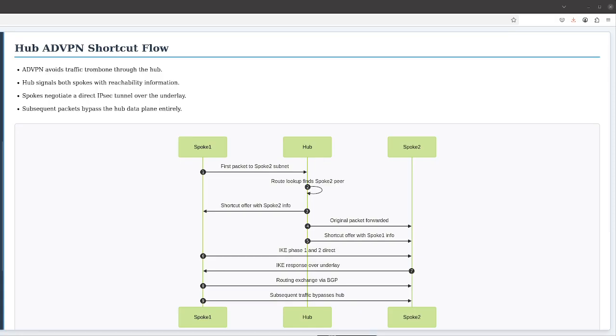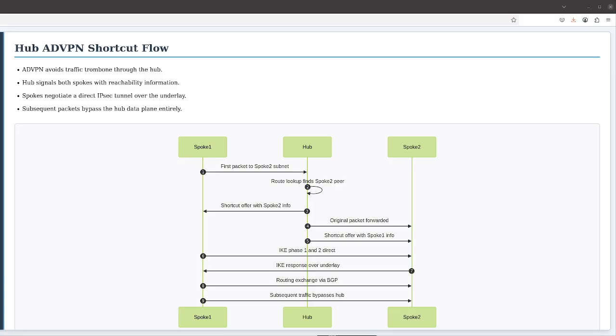Once the shortcut tunnel is up, Spoke 1 and Spoke 2 exchange routing information, typically through BGP running over the new tunnel. From this point forward, all subsequent packets between Spoke 1 and Spoke 2 flow directly through the shortcut tunnel, bypassing the hub entirely. The hub remains involved only for control plane operations and as a fallback if the shortcut tunnel ever fails.